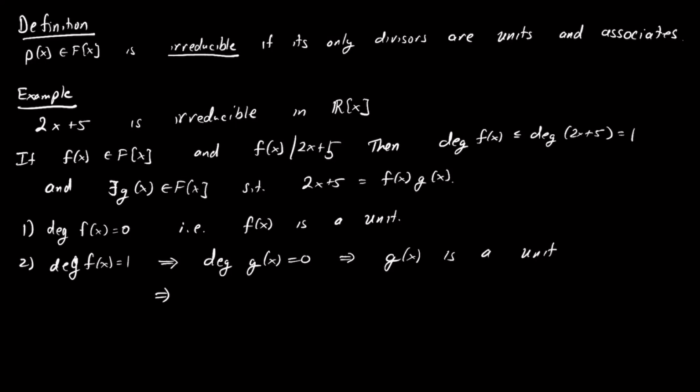And what does that tell me? That implies that f of x is an associate of 2x plus 5. I've shown that 2x plus 5 is equal to f of x times a unit. So I have that 2x plus 5 is irreducible in R bracket x.